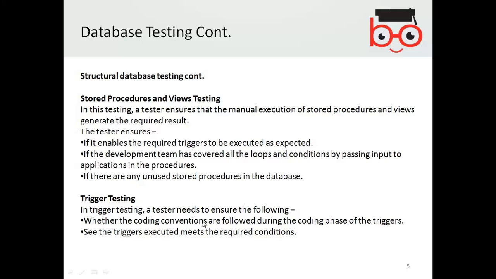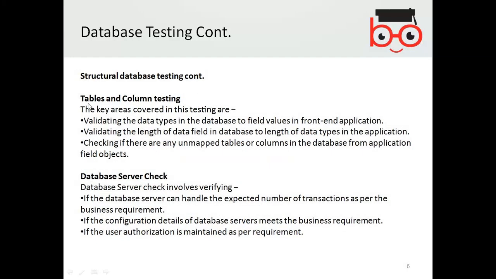Trigger testing. Triggers are basically created in a database in order to cause particular actions to be taken by the database. Tables and columns testing: validating data tables and the fields. For example, if you have applied certain constraints in the database, like unique constraints, primary key constraints, referential key constraints, not null constraints, then you are doing tables and columns testing, checking whether the constraints are working fine or not.